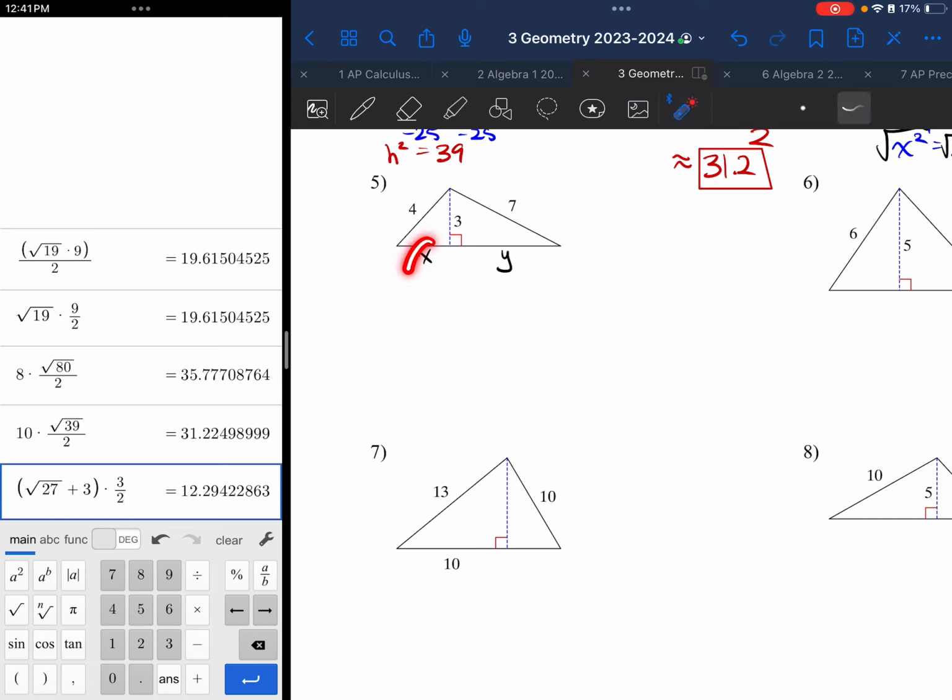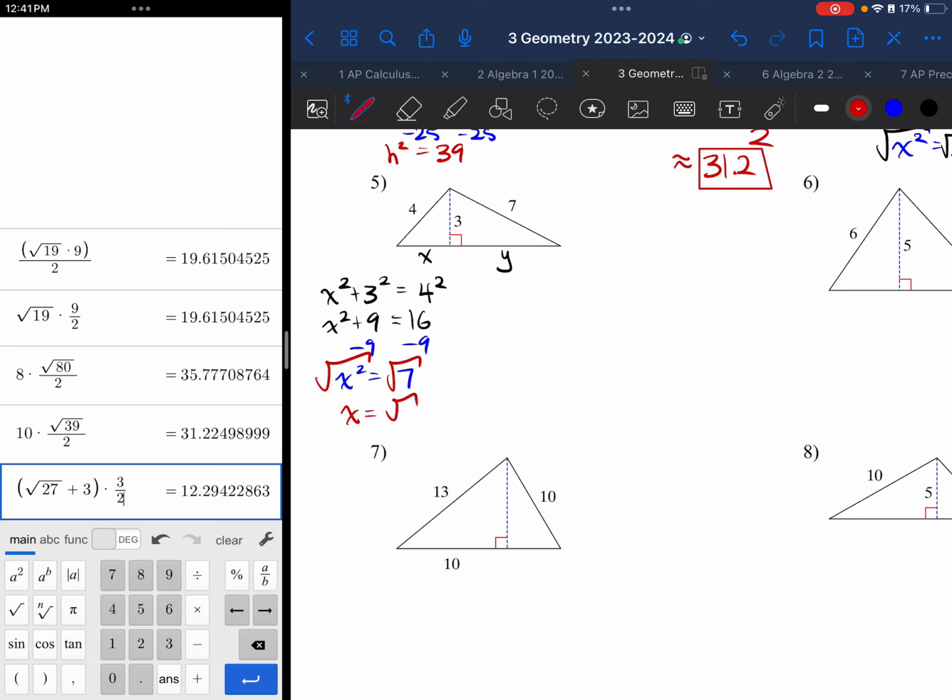So notice that I have leg, hypotenuse. So I'm going to have x squared plus 3 squared is equal to 4 squared. x squared plus 9 is equal to 16. Subtracting 9 to get x squared is equal to 7. And then I'm going to square root and square root to get x is equal to square root of 7. Done. Now I'm going to try to figure out y.